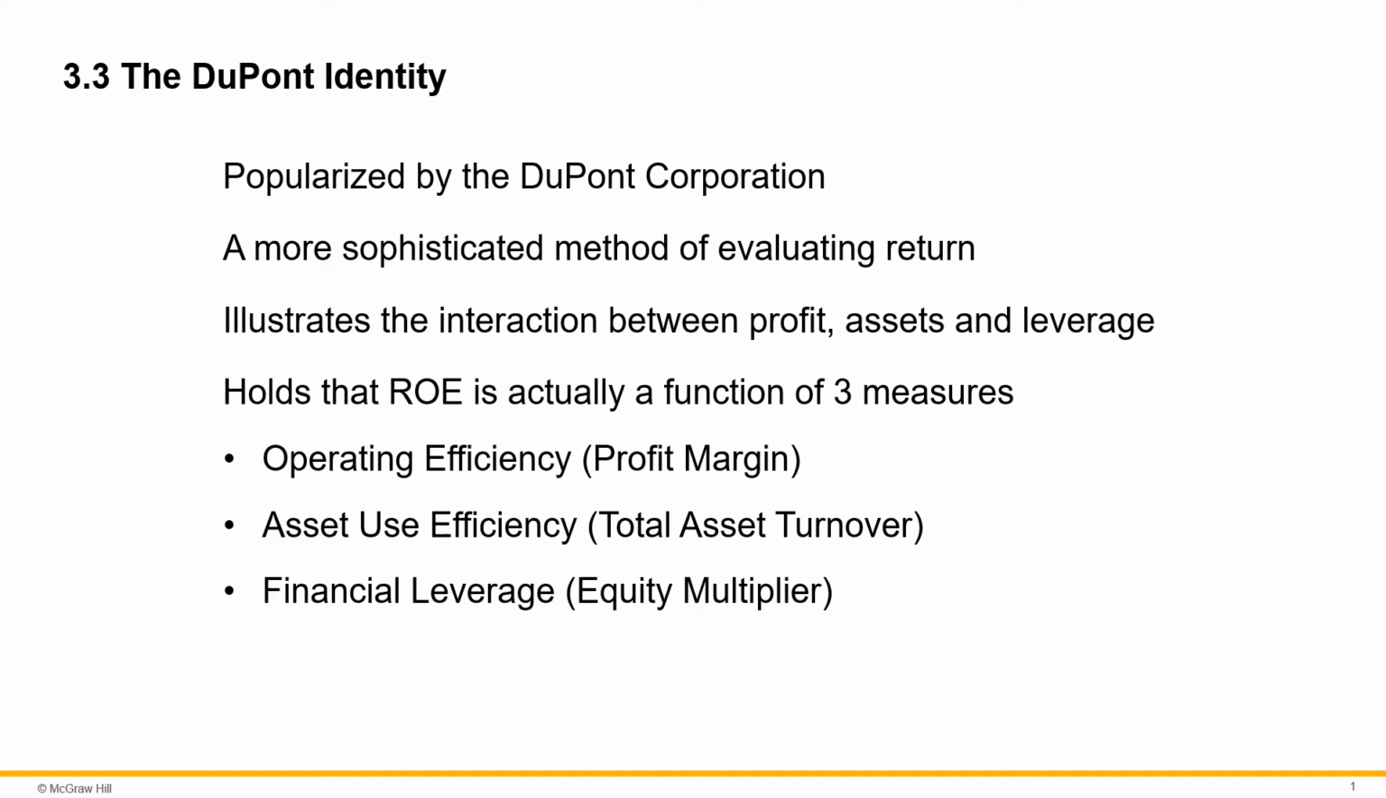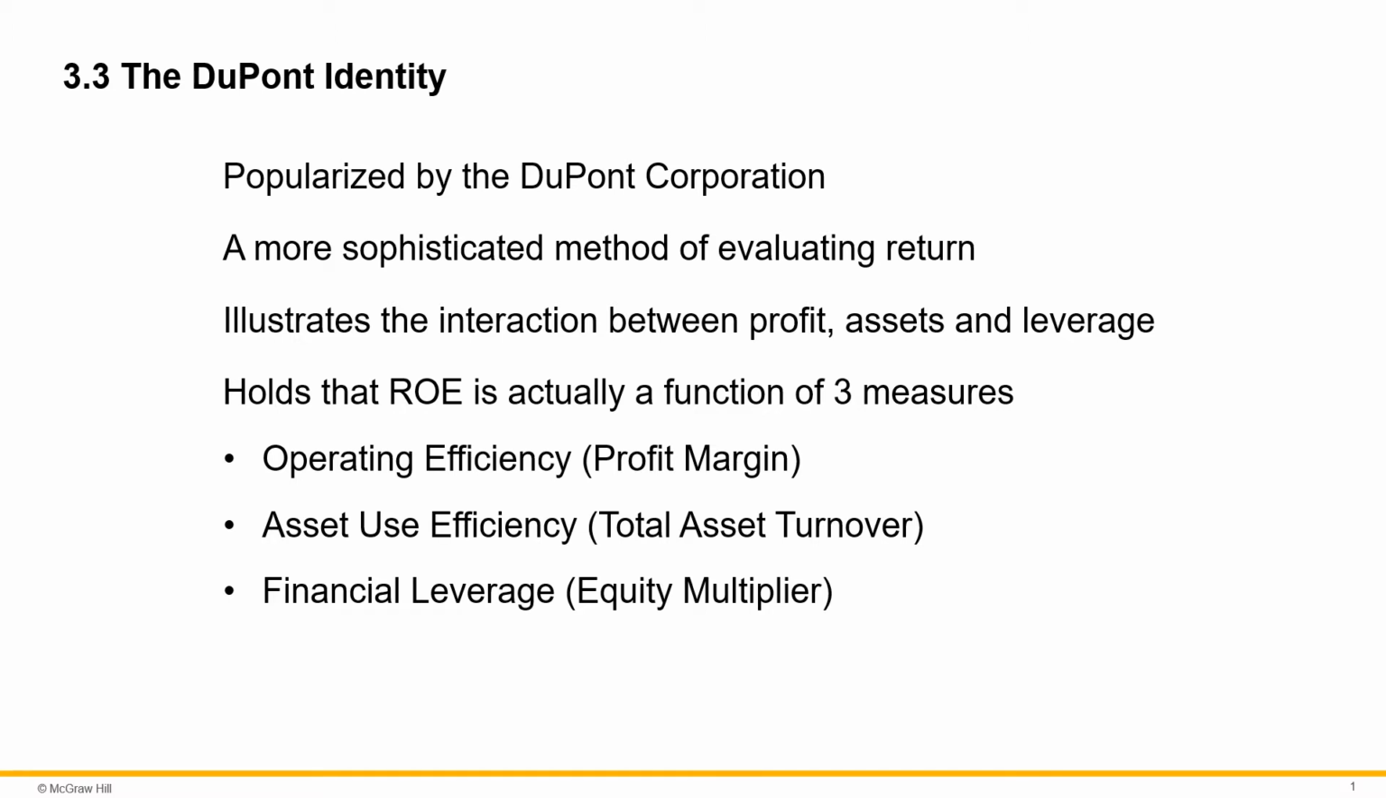So we are going to take a look now at the DuPont Identity, which is really a combination of three of your ratios that you've learned in this chapter. Now, of course, it's called the DuPont Identity because it was popularized by DuPont Corporation. And it really illustrates how profit and assets and leverage interact and the effects they have on return on equity. So that is how much money, or percentage, the company makes from the equity of the company.